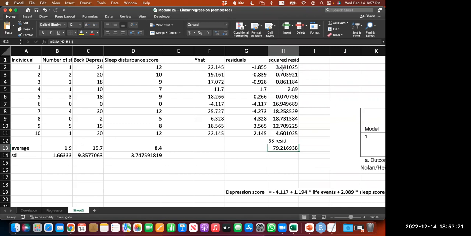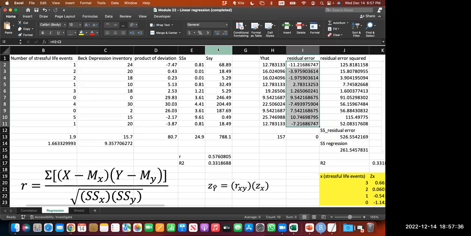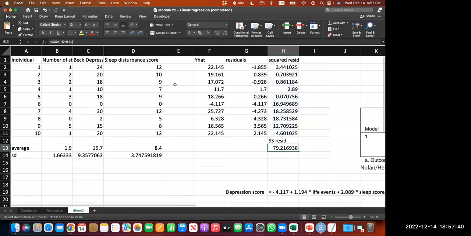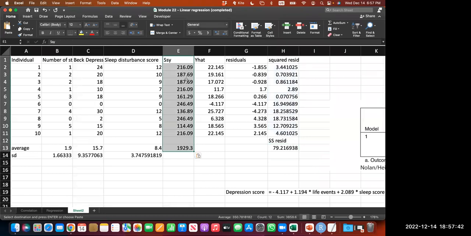So this is now not 526 anymore, but it's now 79. So that has substantially improved the accuracy of our prediction. In the next step, let's copy over our sum of squares y. That's our total variability, right? So we have now our total variability, which is the sum of squares total. We have a sum of squares of the residuals, so that's the residual error.